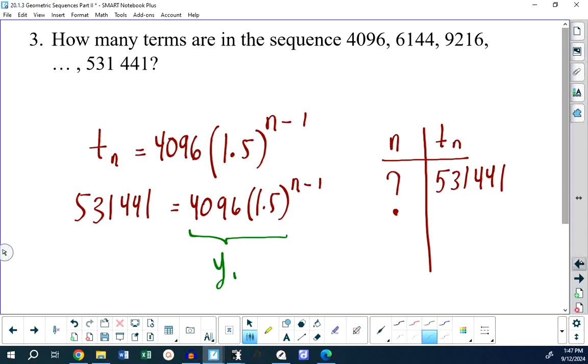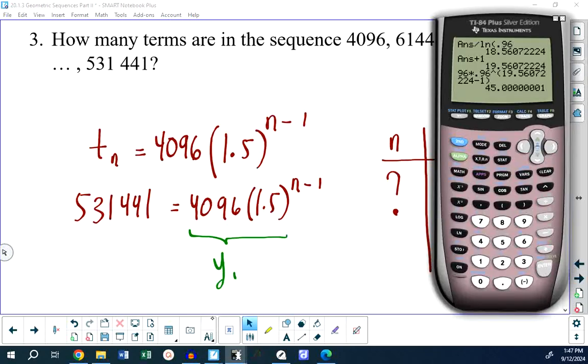This is why, again, some of these geometric problems are easier. 4096 times, in brackets, 1.5 raised to, in brackets, x minus 1. Did I skip something there? No, I got it. And I go to my table. There it is, 13th term. By the way, just because you say start at 1 for later reference, doesn't mean you can't scroll up past 1. It's just where your viewing starts. Anyway, it's the 13th term, and that means the answer to the question is there are 13 terms.